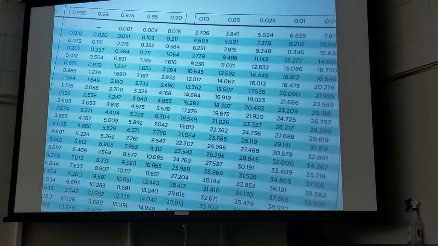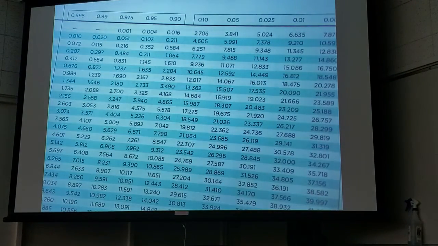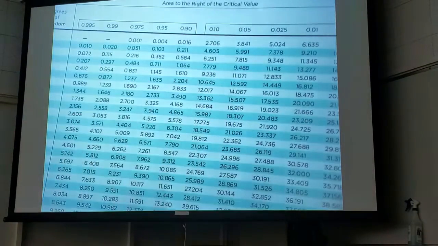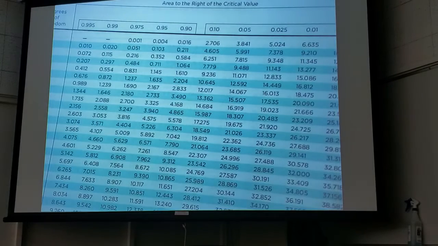All right, so here's the chart. We talked about the nuts and bolts of how to read the chart. Now we're going to look at a type of problem that uses chi-square stuff. So we've got to figure out why it makes sense.